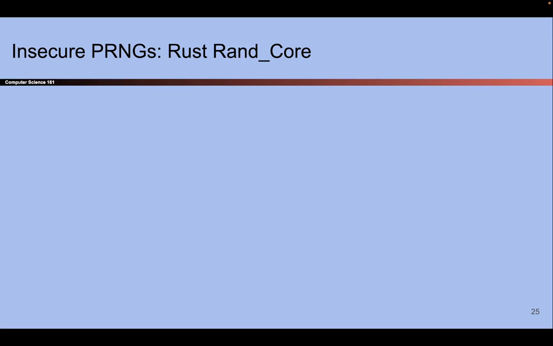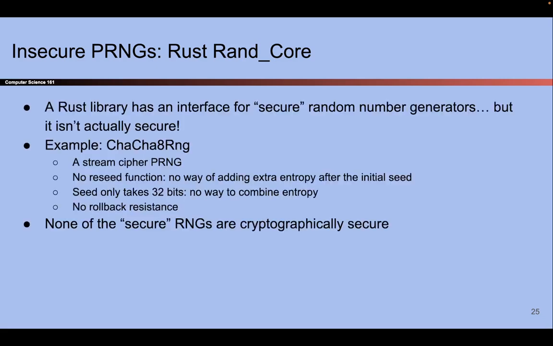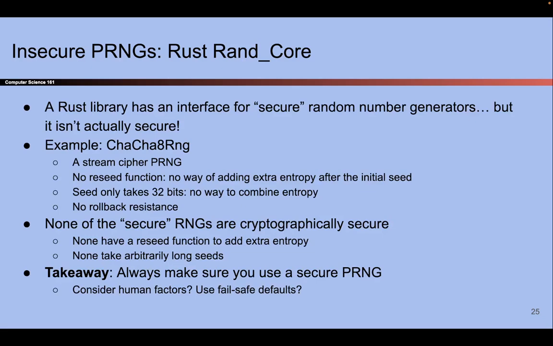Okay, there's even more examples. Again, I am not going to talk about these out loud. You can read them on your own time if you're curious, but just remember that when you use PRNGs, you have to pick a secure one and you have to pass in sufficient entropy in the seed.